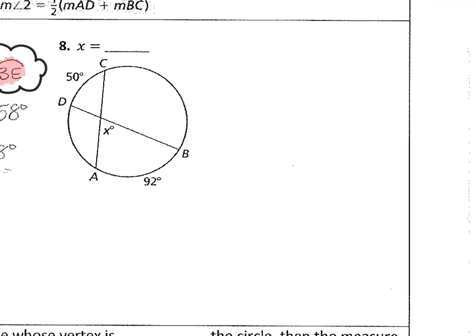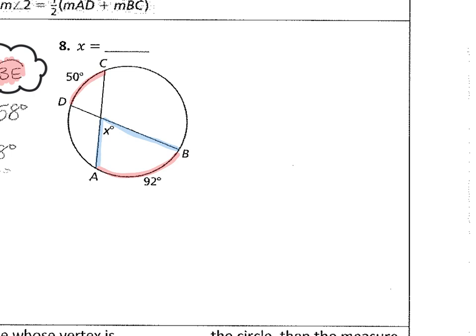For number 8, we're still looking for x. It says find x. Where is x in this picture? Is it on an arc or on an angle? Angle. Okay, great. So if I highlight the way I've been highlighting, we have the angle x, which creates two arcs, arc AB and arc CD.